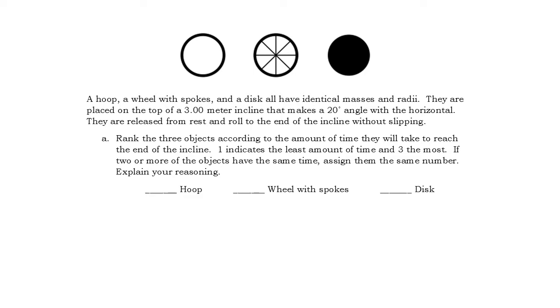of the incline. To do this, we have to realize that the moment of inertia for the hoop is the biggest, so I'll put a 3 for the biggest. And for the disc is the smallest, and for the wheel with spokes is somewhere in the middle. And the reason is that the moment of inertia does not only depend on the mass, which is equal for all of them, but depends on how the mass is positioned. The further out it is from the center, the greater the moment of inertia.